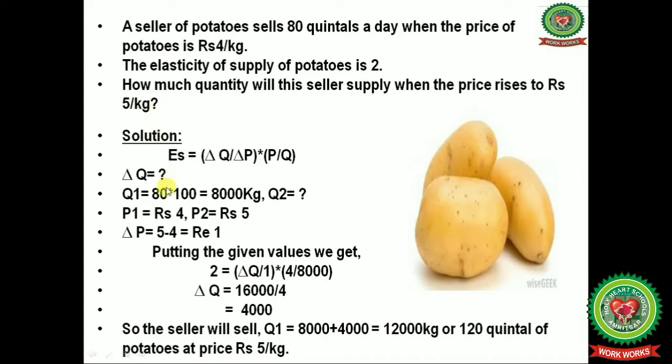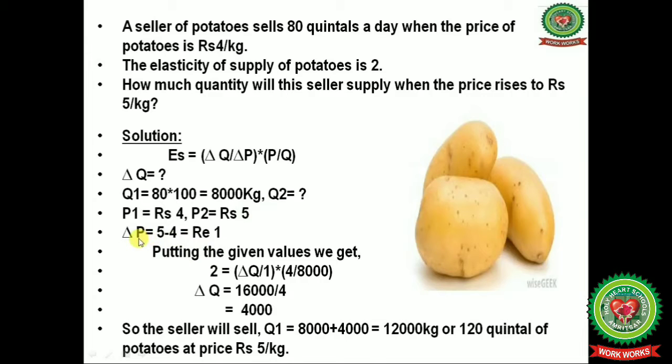Next is the quantity. On the original price, 80 quintals is supplied in the market, and delta Q is not given, because we have to calculate how much quantity the seller will supply when the price rises to rupees 5 per kg. So delta Q we have to calculate. Now we have 80 quintals and the price is per kg, so we will convert the 80 quintals into kg, that is 8000 kg.